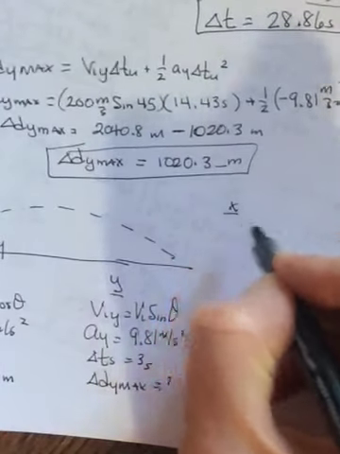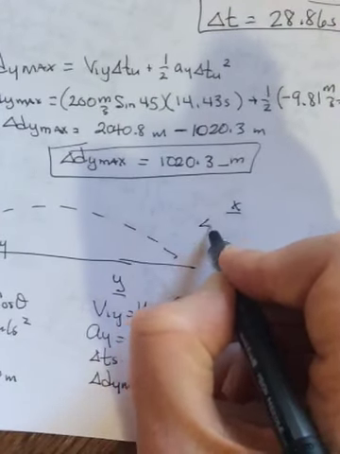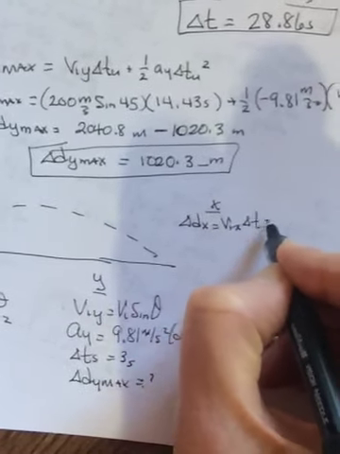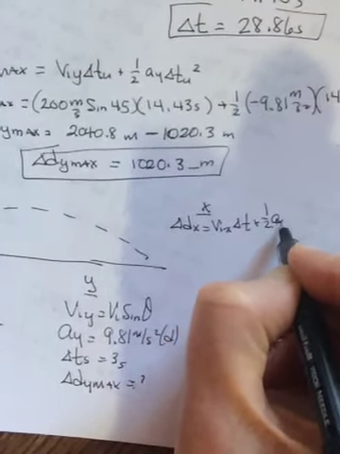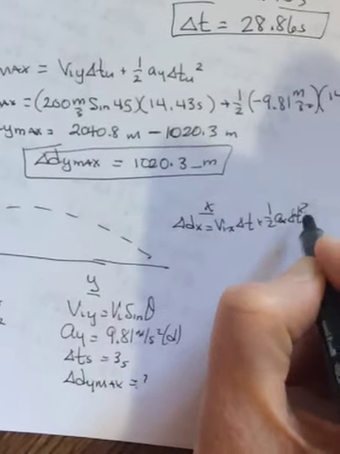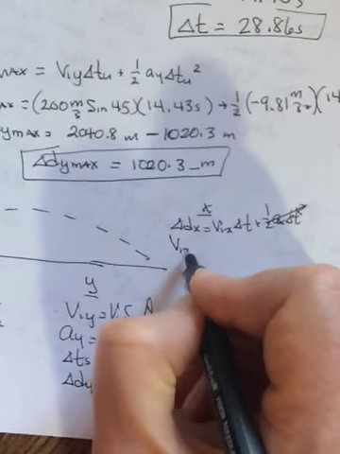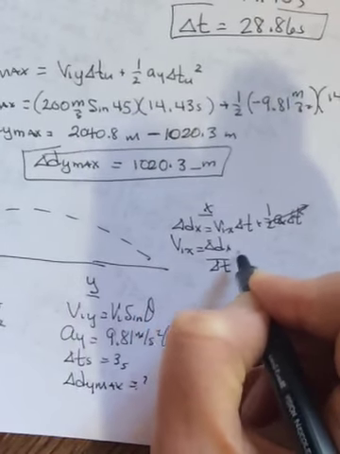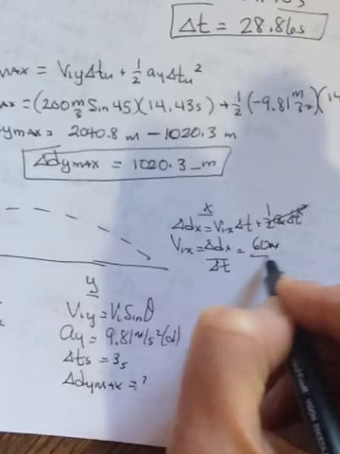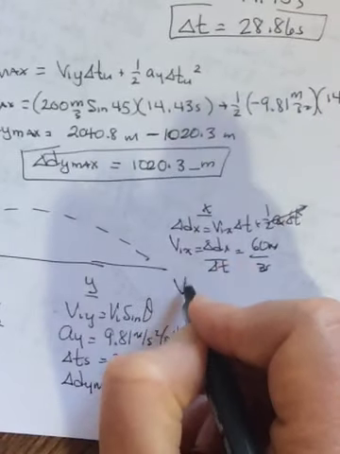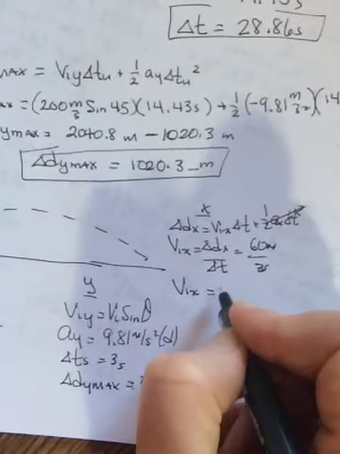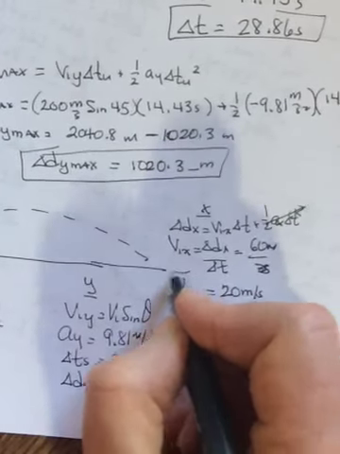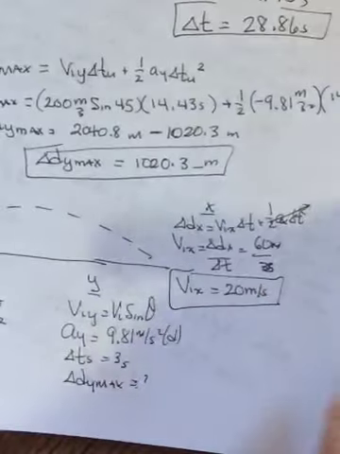So when they don't give you a VI or a cos theta, you probably want to just solve for VIX. So in the x direction, you can do delta dx is equal to VIX delta t plus 1/2 ax delta t squared. This goes to 0, and just solve for your VIX. So delta dx over delta t. And it said it was 60 meters and 3 seconds. So your VIX is 20 meters per second. Okay? And that's going to help us to find our VI.